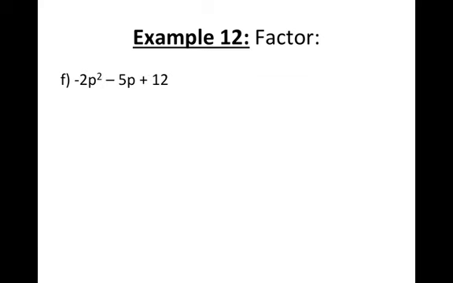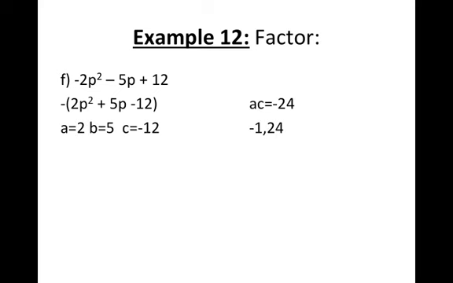Okay, negative 2p squared minus 5p plus 12. First thing I want to do is factor out that negative. That just makes our life 100 times easier. So now from there, I look and I go, okay, A is 2, B is 5, C is negative 12, so AC is negative 24. My first pair is negative 1, 24, that doesn't work.